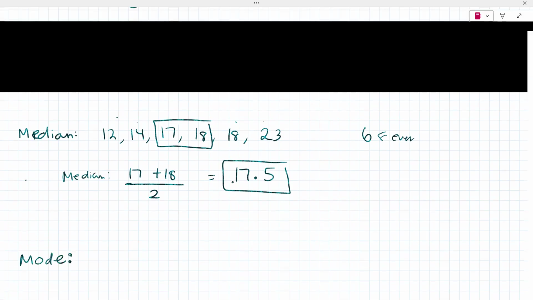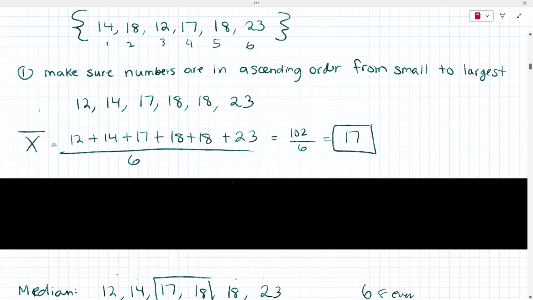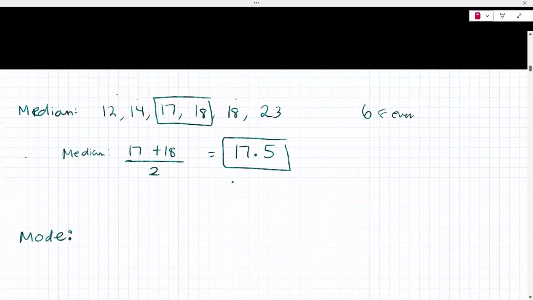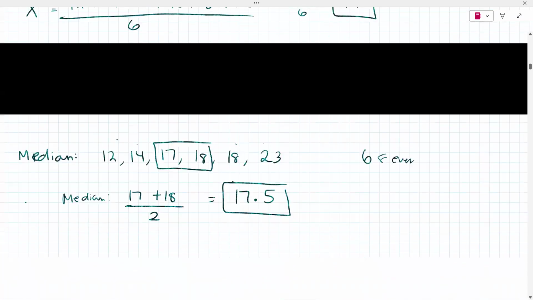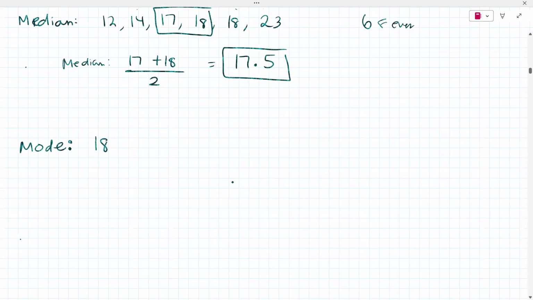Okay, now let's do the mode. The mode is the number that occurs most often, so I think it's 18. Yeah, 18 occurs the most often. And then let's do the range. The range is the largest minus the smallest, and my largest is 23, minus my smallest, which is 12, and 23 minus 12 is 11.